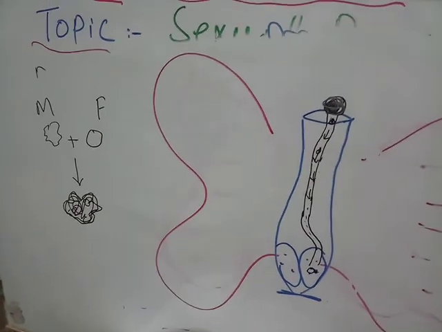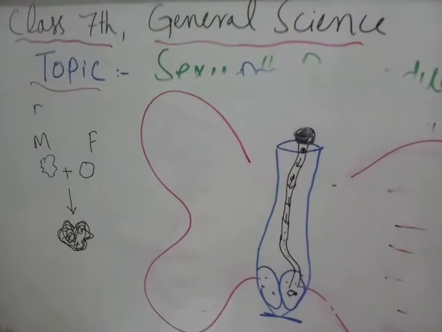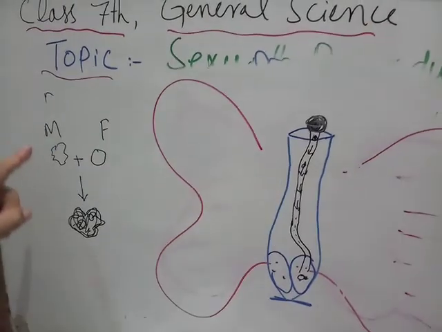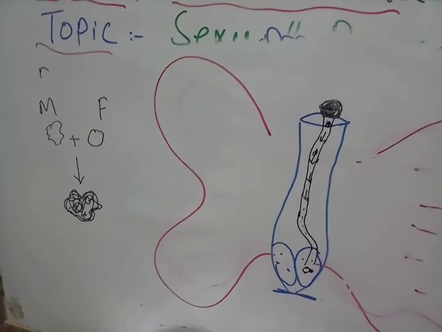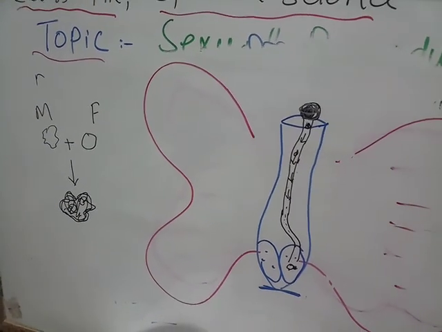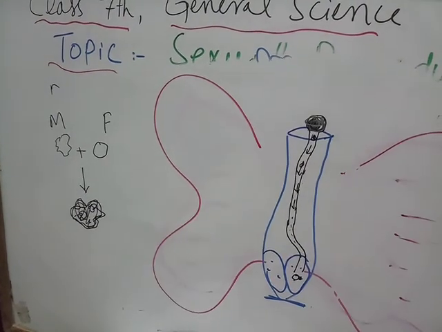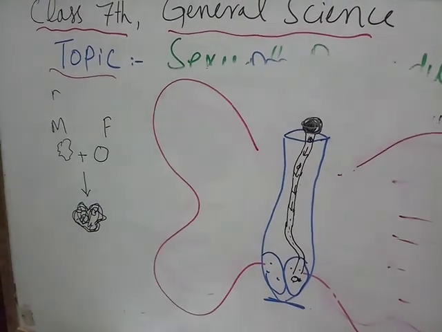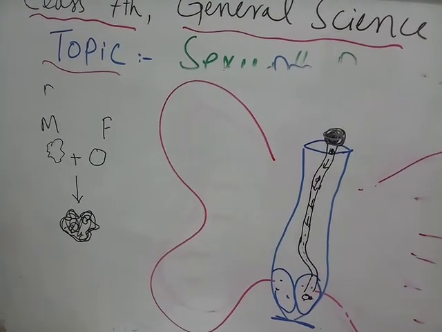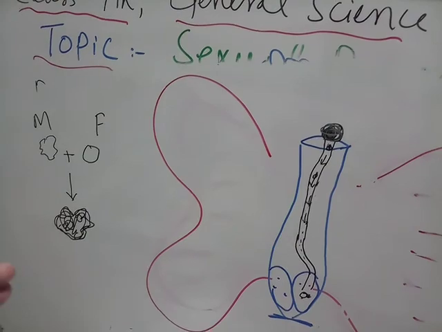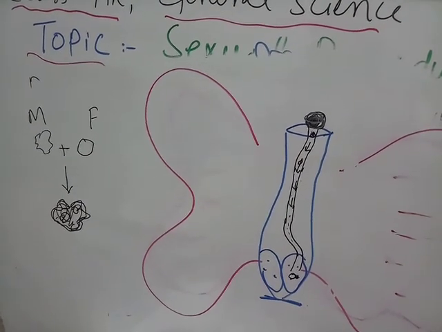So what is fertilization? Fertilization is the combination of the male gamete and female gamete to form a zygote. What is a zygote? A zygote may be the early form of a baby in the case of animals, or it can be the initial state of the seed, which is the product in the case of plants. So this was something about fertilization.